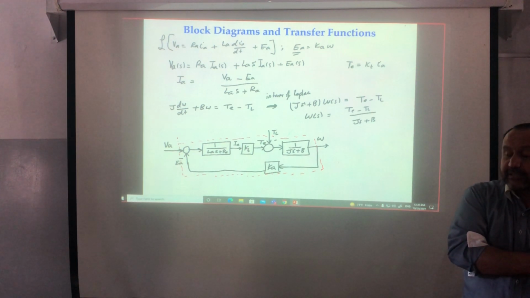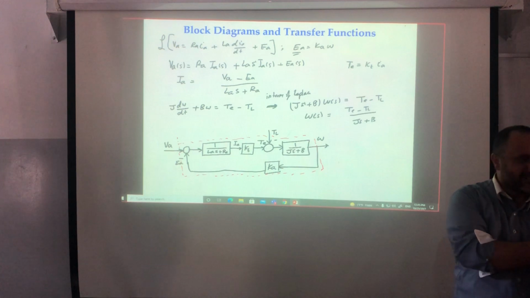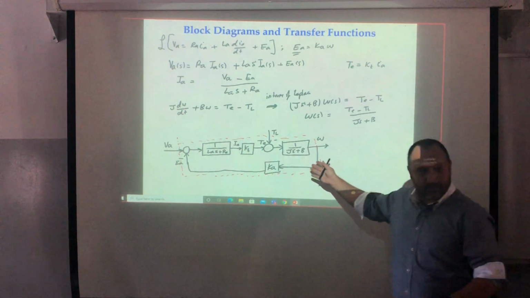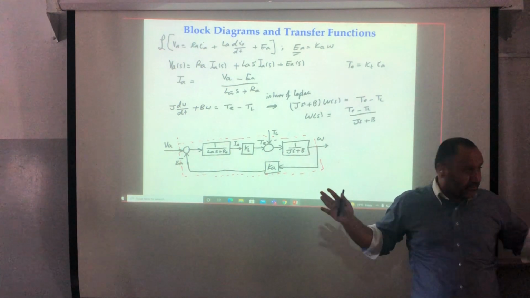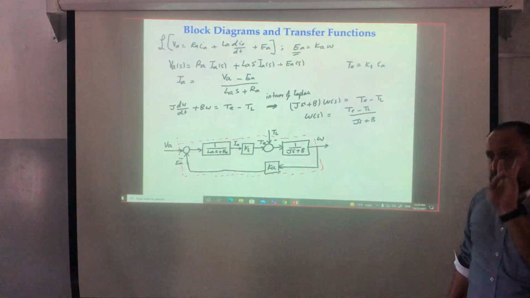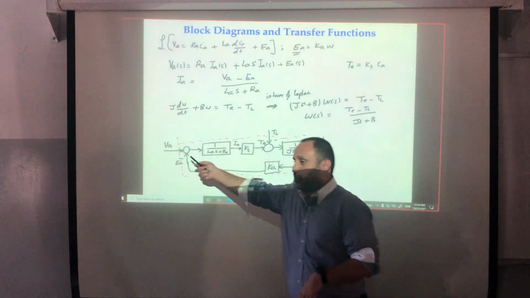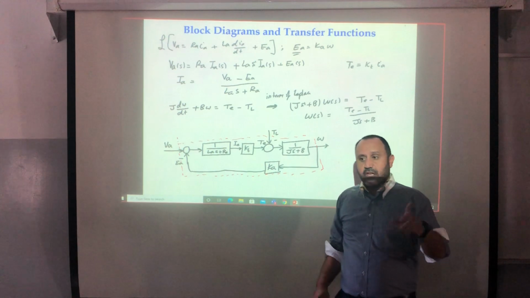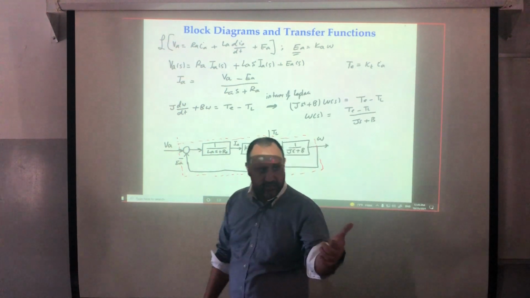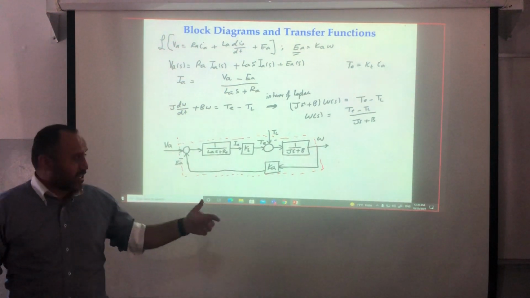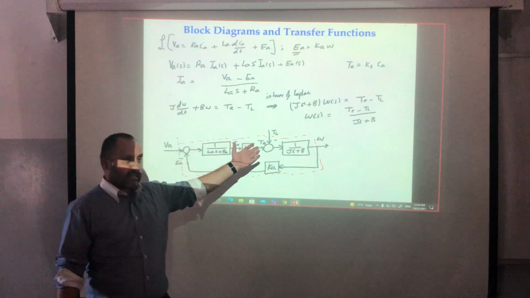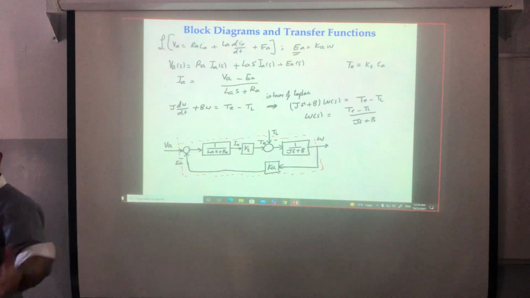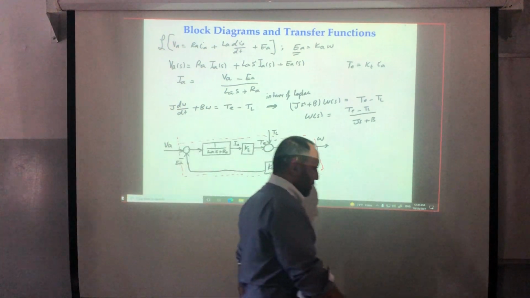But simply here, because we have time and we have a block diagram, I need to find two transfer functions. The first one is seen between VA and omega, and the second one between TL and omega. Then omega of S will be what? The first, G1, multiplied by its input, plus the second transfer function multiplied by its input, which is the superposition.